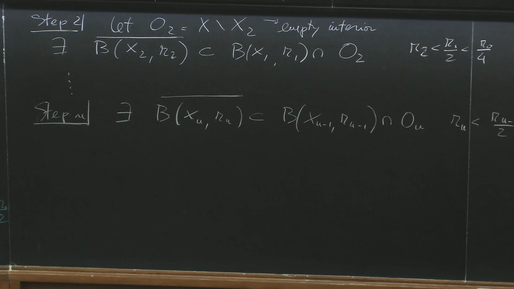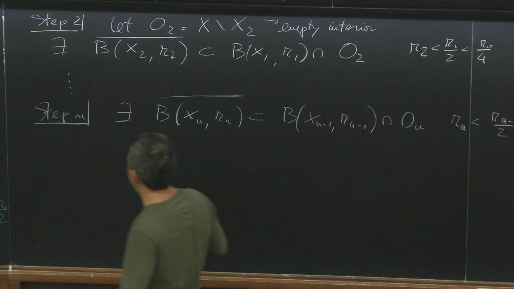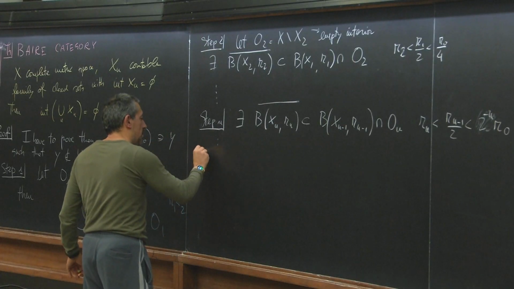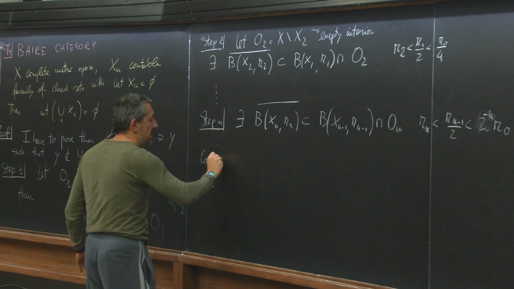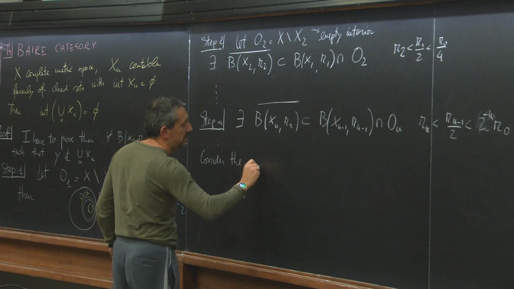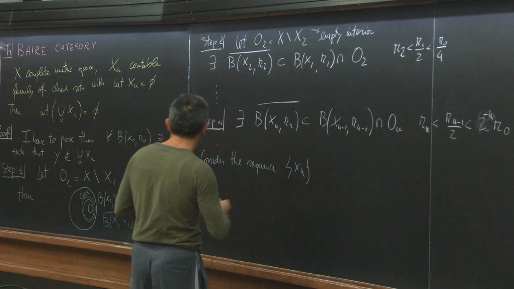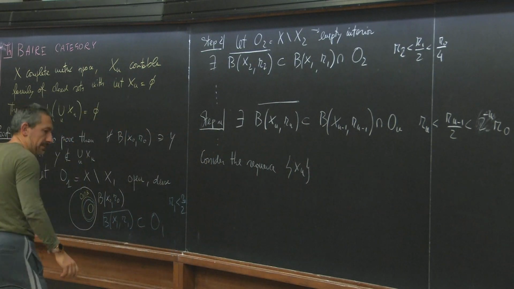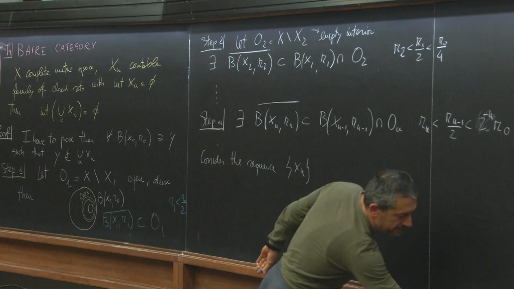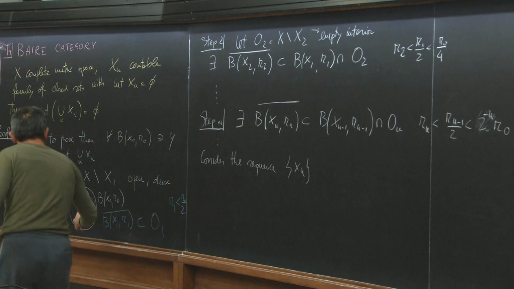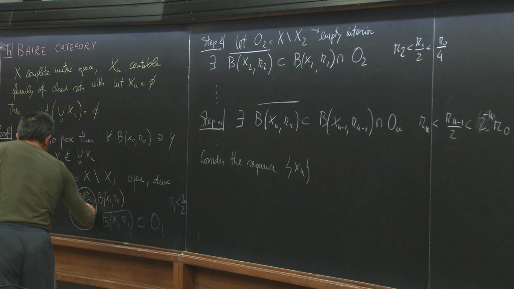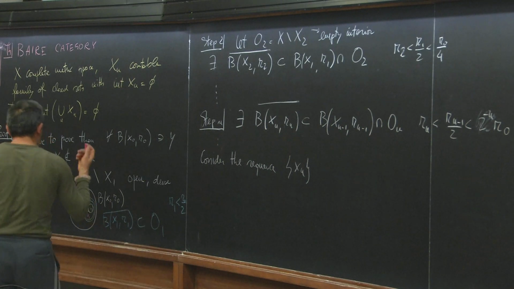Okay? So we consider now xn. So consider the sequence of the centers. Okay, so we start here with my x0. Then I have my x1. Then x2, and then I'll go on.